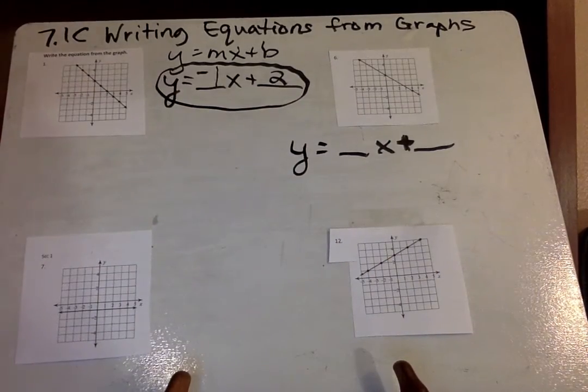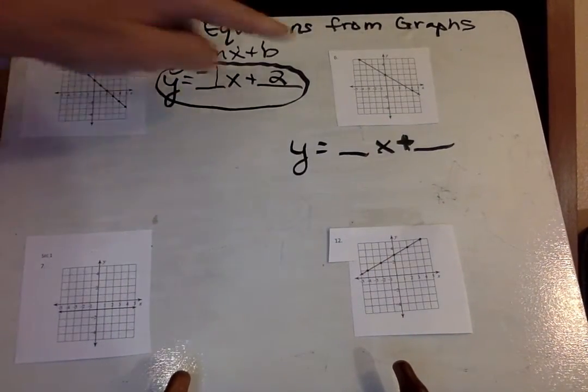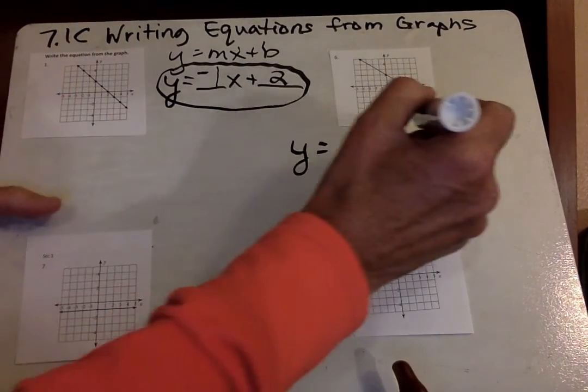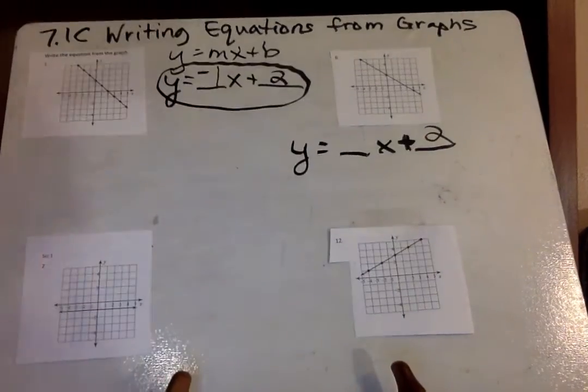And we're going to start with our y-intercept. And we say, where does this line cross the y-axis? Oh, gee, it's at 2 again. I really didn't do that on purpose, but there's your 2.